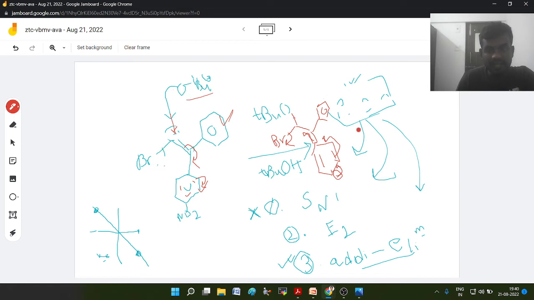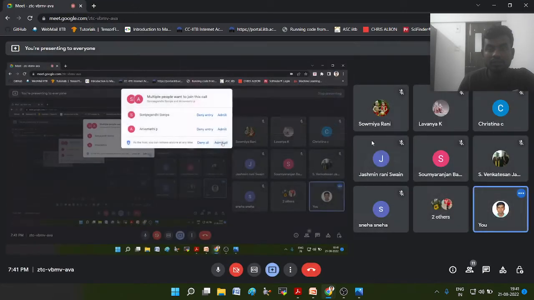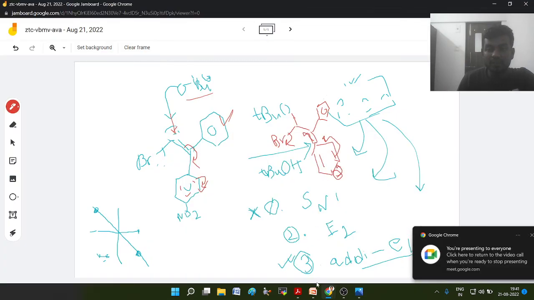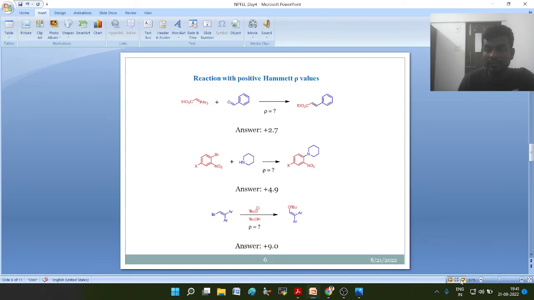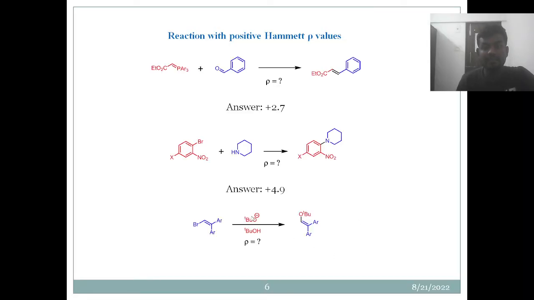Because of this high electron density coming to this benzene ring, we have such a high value of rho, 9.0. Someone is trying to view all, admit all. Anyway, that's the point. So here we showed that based on the rho value, we can assign this. So it's 9.0.